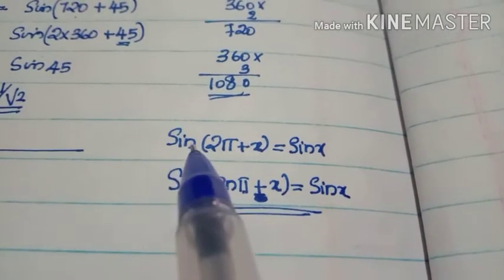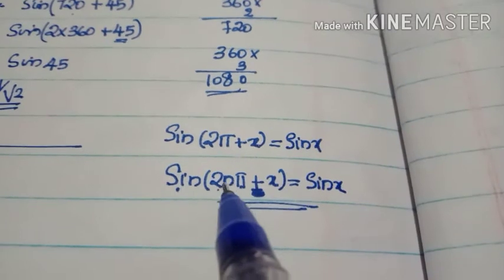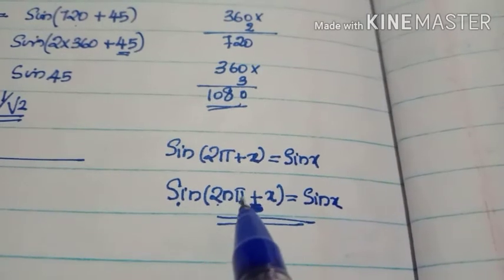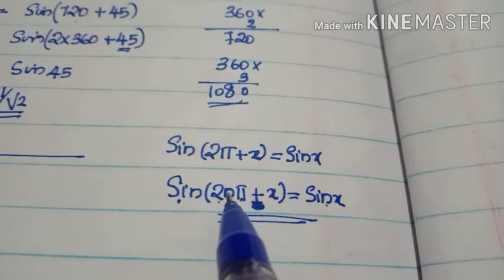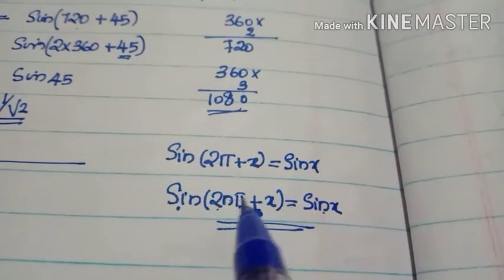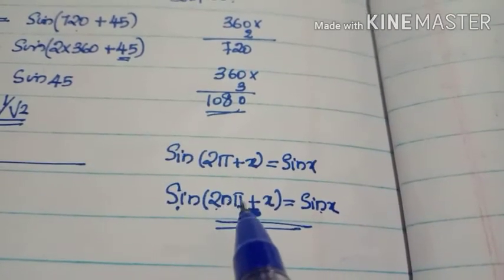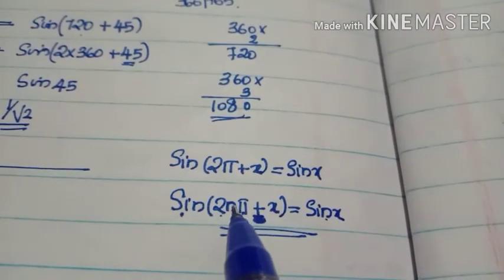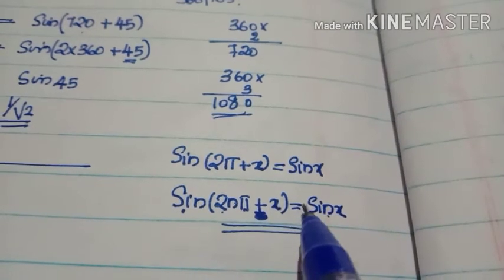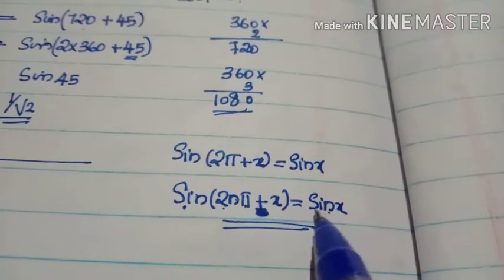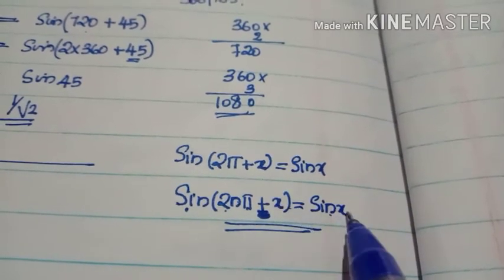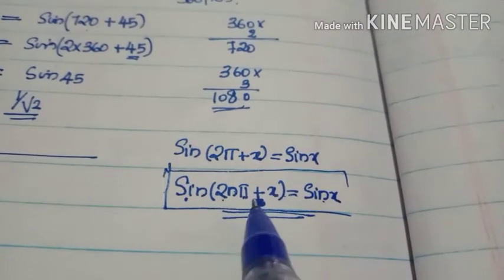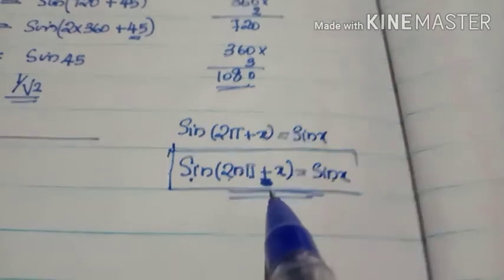There is a result: sine of 2 pi plus x, or sine of 2n pi plus x, equals sine x. For any integer n, sine of 2n pi plus x is always equal to sine x. Suppose n equals 1, this becomes 2 pi plus x. n equals 2, 4 pi. n equals 3, whatever it is, sine of multiples of 2 pi plus any acute angle is always equal to the same trigonometric ratio of the acute angle. So learn this result by heart: sine of 2n pi plus x equals sine x.